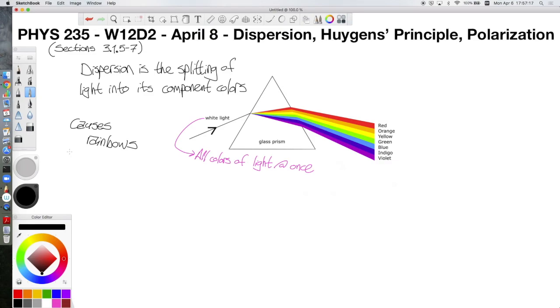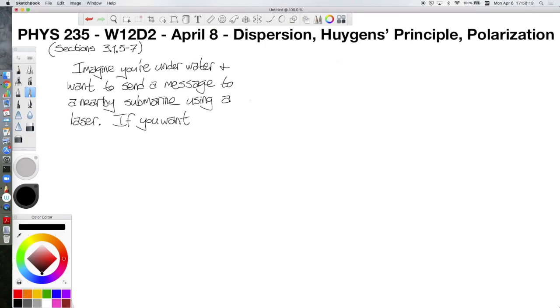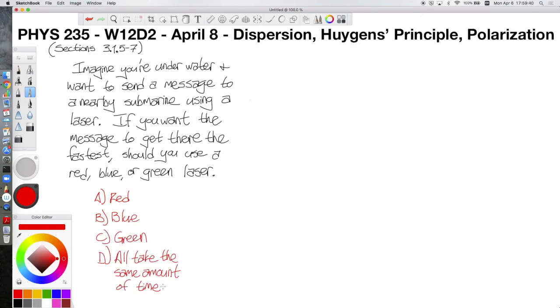So let me type that up for everybody. We're going to handle this kind of similar to how I would actually run this exercise in a class. So what I want you to do is to take a guess right now between the following options: the red laser, the blue laser, the green laser, or it doesn't matter, they all take the same amount of time. So take a second to think about this and come up with a guess.